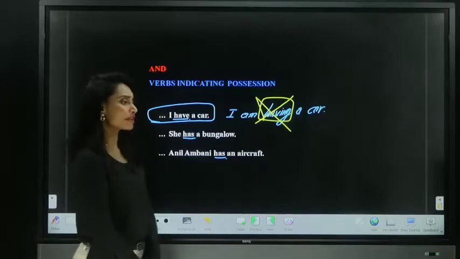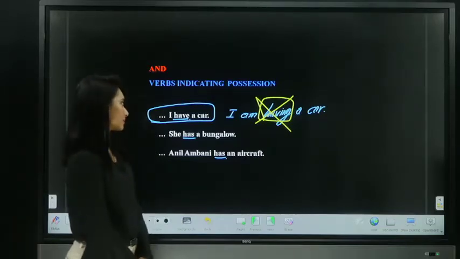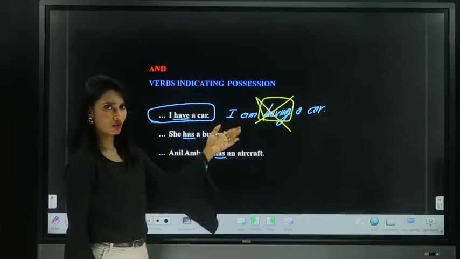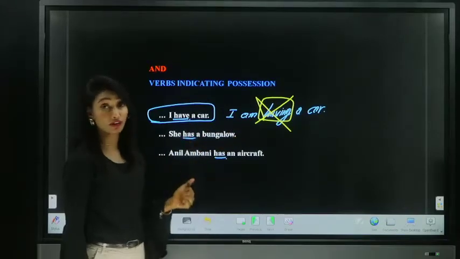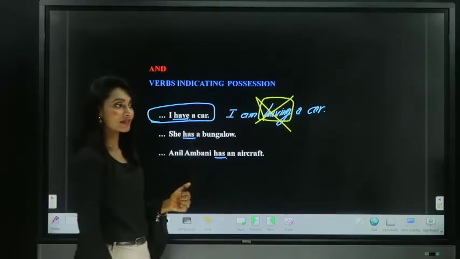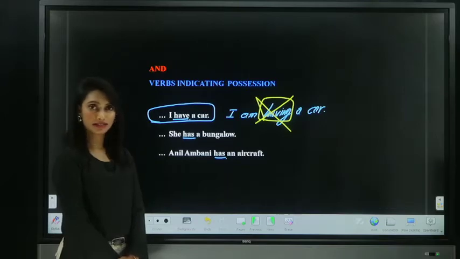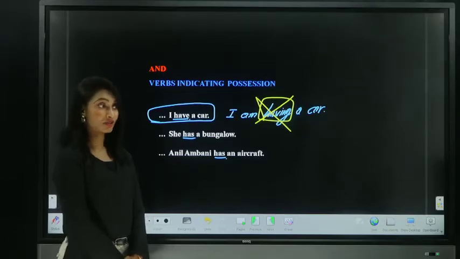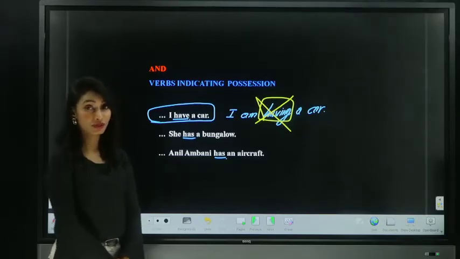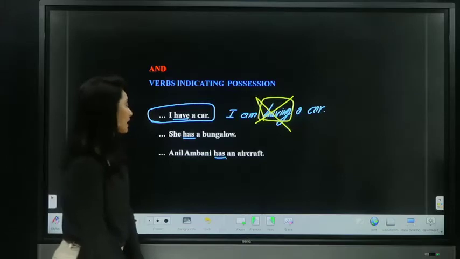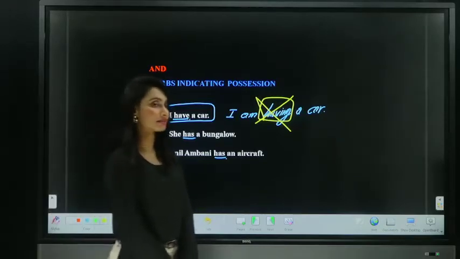What about perfect tense? Try for perfect tense. I have a car. You cannot go with I'm having a car. How about perfect tense? Quick, try. Present perfect. The formula: subject plus has or have plus V3, because perfect means completed, and completed means have forms, means V3. So subject plus has or have plus V3 plus object. So what is the perfect tense? Quick.